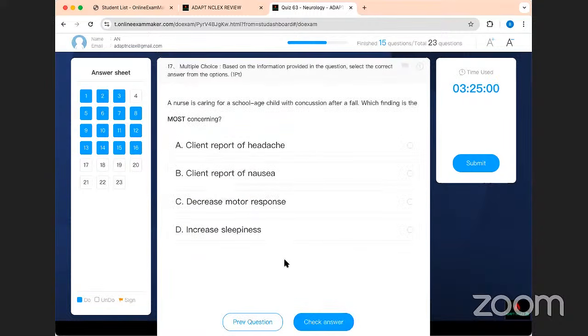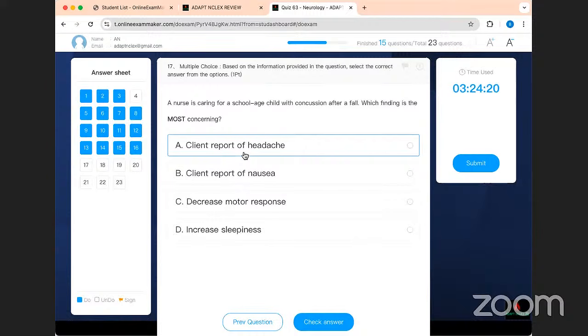And this is caring for a school-age client with concussion after a fall. Which finding is the most concerning? Most concerning. Patient had a concussion. Which of these, when you see it, should you be worried about? A report of headache, nausea, decreased motor response, and increased sleepiness. This is a little bit hard, but look at it. Most concerning after concussion.